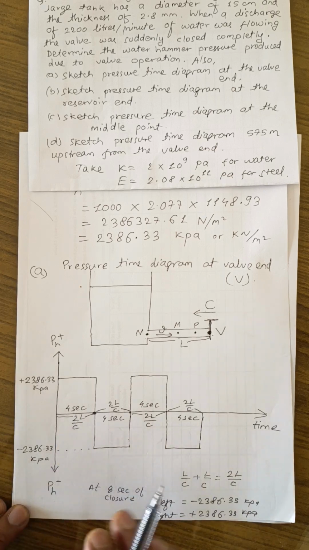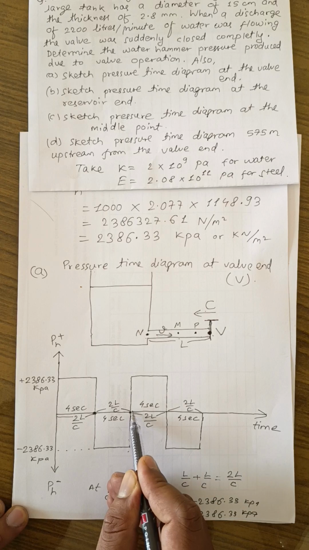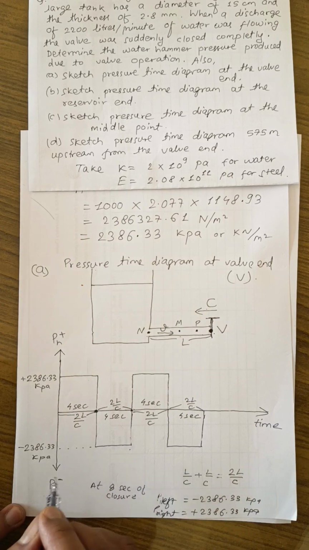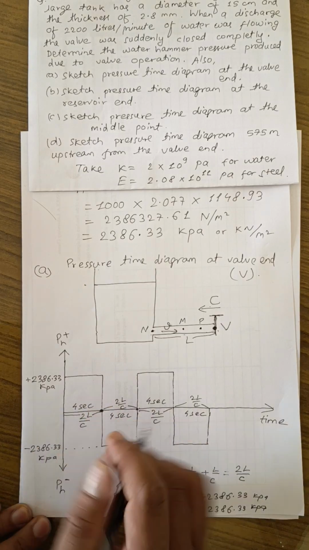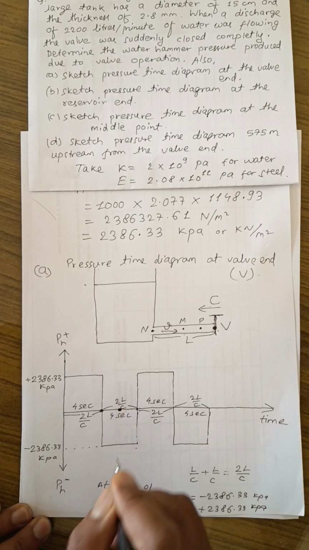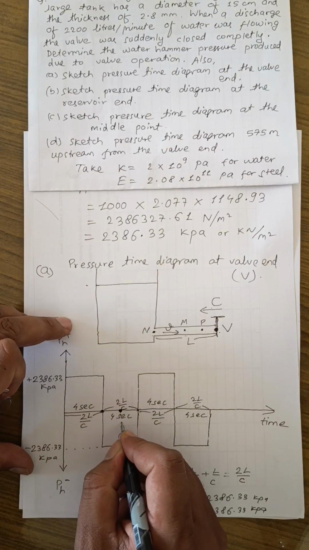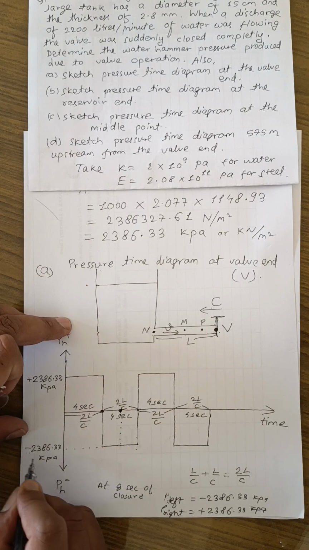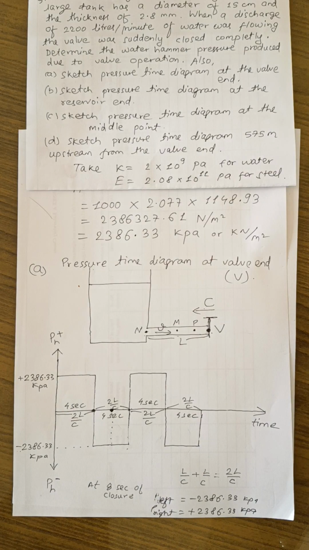Okay, so after 4 seconds, after 8 seconds, the pressure is how much? Just left negative and just right positive. So let's say after 6 seconds, 4 plus 2, it is here. After 6 seconds, the pressure is how much? This is negative pressure, minus 2386.33 kilopascal. So this is how the question asks you in the examination.